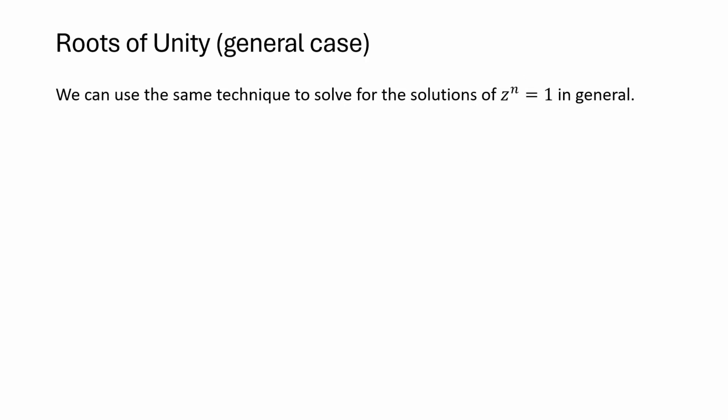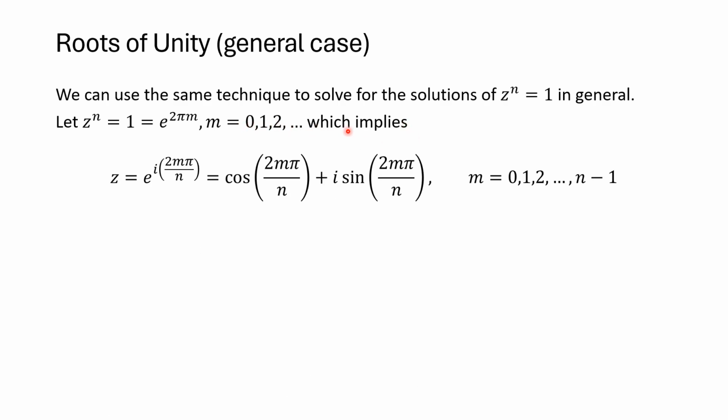On this slide, we look at the general solution to z to the n equals 1. We write 1 as we did before as e to the 2 pi m. m could be 0, 1, 2, 3, up to infinity. We take the nth root on both sides of this equation. We get z equals e to the 2m pi over n. We use Euler's formula to get this expression.